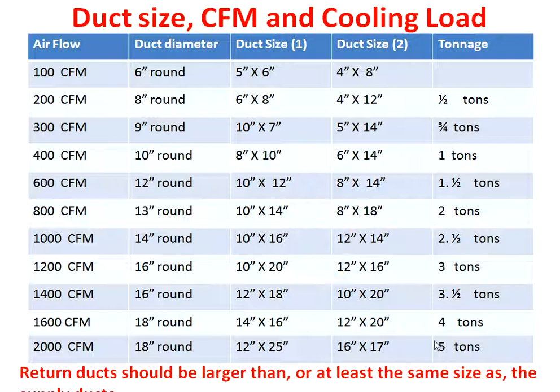Similarly, if our cooling load is 5 tons, then we require 2000 CFM airflow for that area. And if you are using round duct for the supply of air, then its diameter should be 18-inch. If you are using rectangular duct, then its size should be 12-inch into 25-inch or 16-inch into 17-inch, any one of these. This is the size of supply duct.